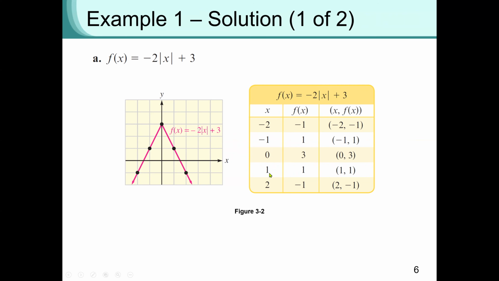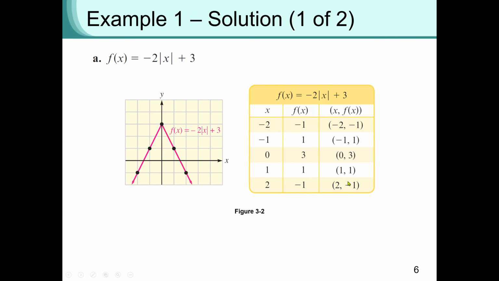And when x is 1, it's the same as -1 because the absolute value of -1 is +1. The absolute value of +1 is still +1. So 1 times -2 will give me -2 plus 3 will give me +1. So when x is +1, it's still +1. The same thing applies to +2, same as -2, because the absolute value of -2 is 2, +2 is also 2. So we get -4 plus 3 is -1.